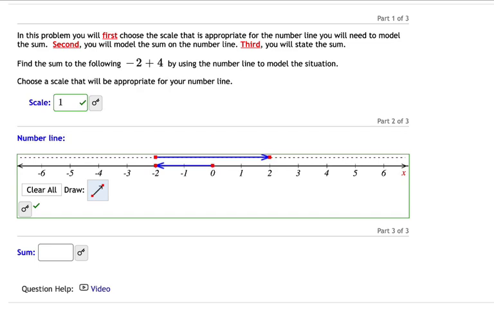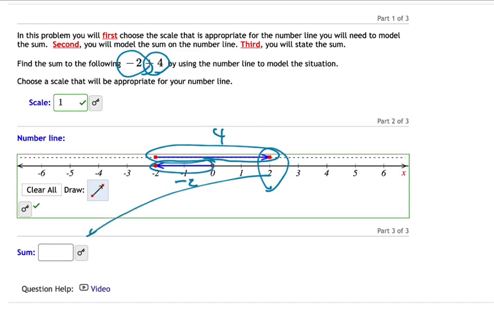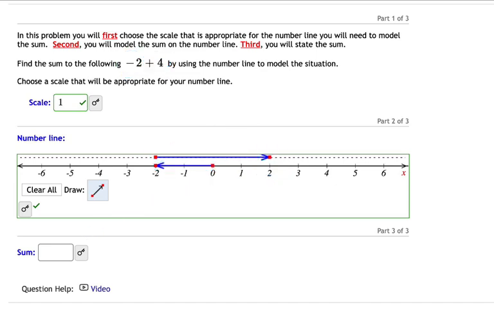A couple of quick things here. This part of the number line right here traveled 2 units in the negative direction, which is the first number. The second part traveled 4 units in the positive direction. That is this number right here, and wherever we ended, that is the actual answer. So the sum here is +2.